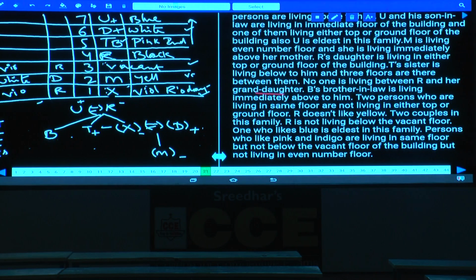B's brother-in-law is living above him. Above him means B is a male. The word him is used, hence B is a male. Now, this is the final arrangement in this one.